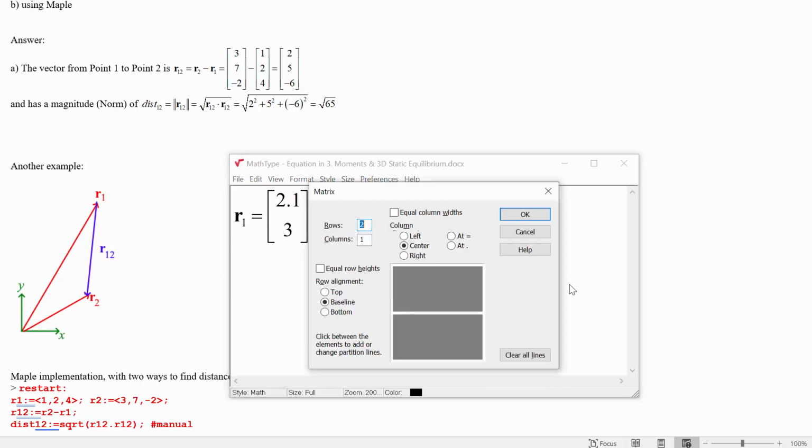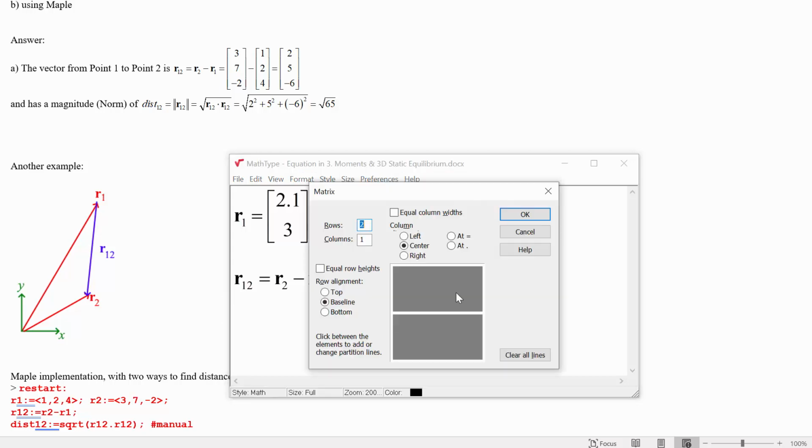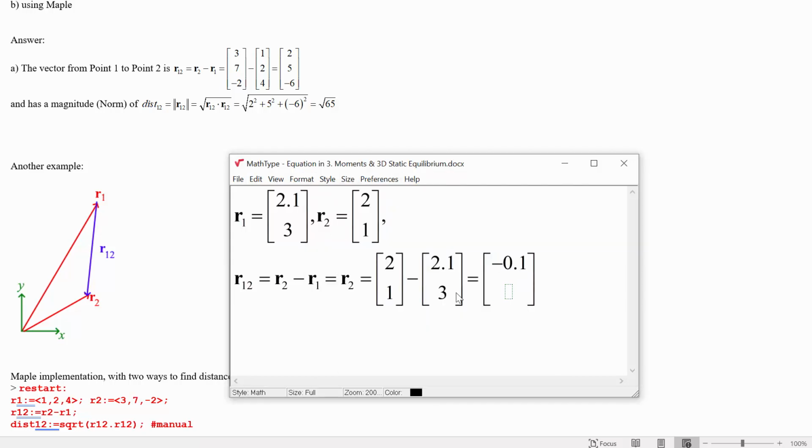Okay, so then R12 should be equal to R2 minus R1, which is this component minus this component, and that'll be negative 0.1 and negative 2. And that seems about right for what we got there. So the graphical is lining up with what we have algebraically. If we wanted to know the magnitude of this, we could, yeah, that's the symbol for that.